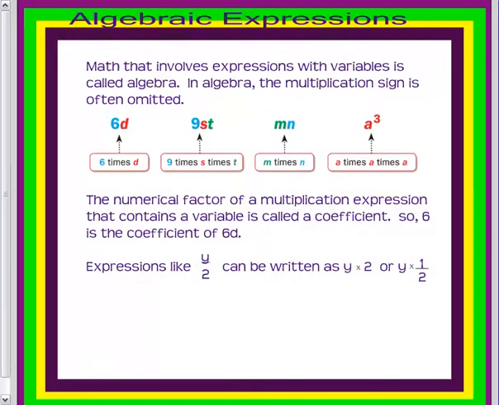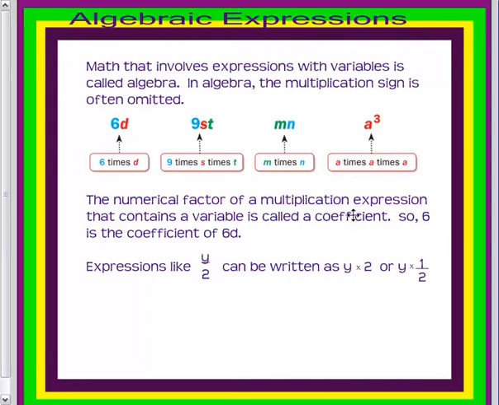All right, so math that involves expressions with variables is called algebra. In algebra, the multiplication sign is often omitted. So we don't need that multiplication anymore. We just leave this, no gap in between them means that it's a multiplication. So 6 times d. This one would look like 9 times s times t. This one would be m times n. And this one would be a times itself 3 times.